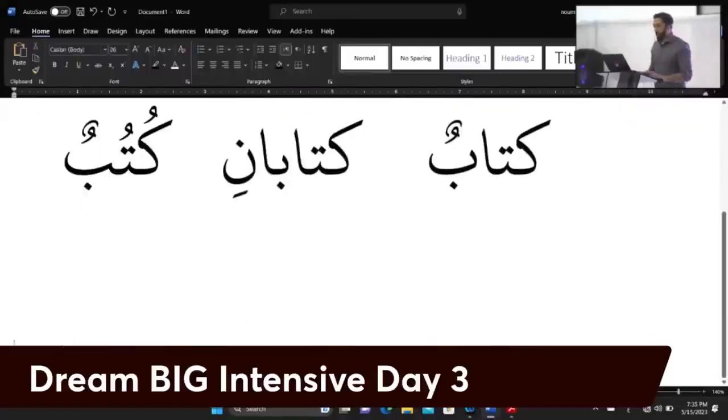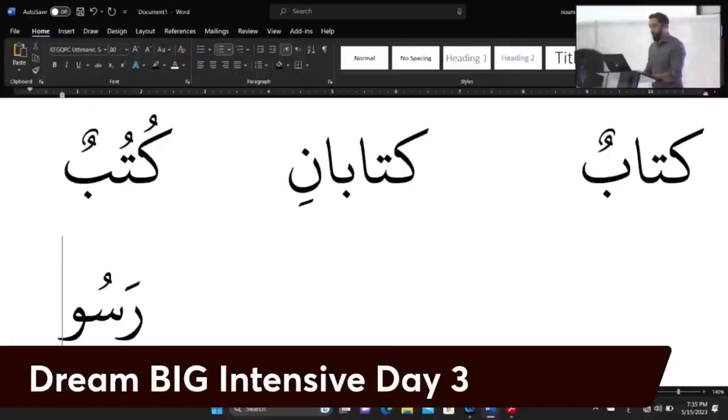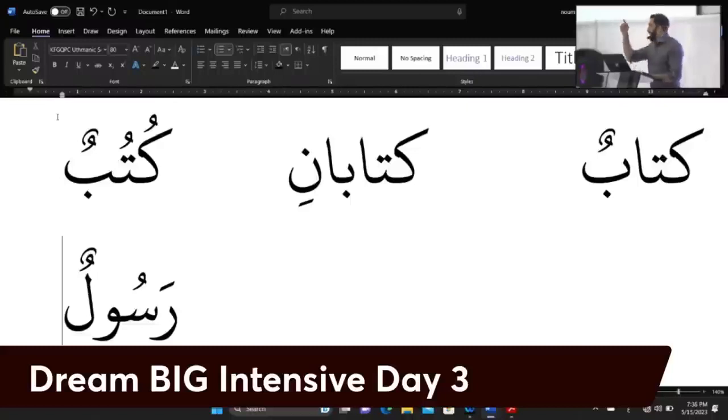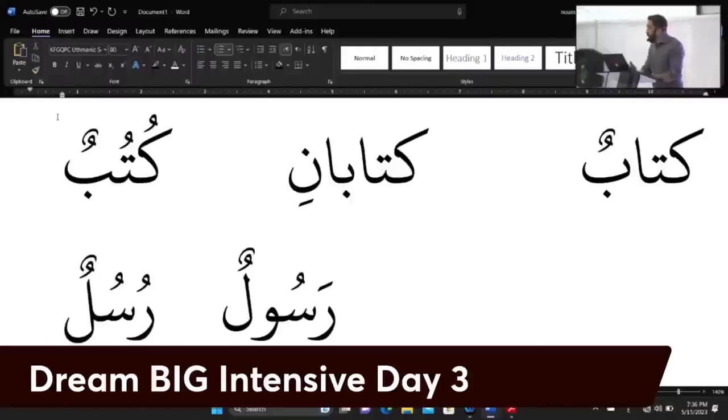So let's take another example. What if I had Rasulun? That's one. So what's the rafa' nasab jar of one messenger? Rasulun, Rasulan, Rasulin. How do you say two messengers? Rasulani, Rasulaini, Rasulaini. There's no variation in the pairs. Pairs are pairs, they always work. When you get to the plural, what do you get? Rusulun, rafa', Rusulan, and Rusulin. Again, how are we going to solve this problem? Only by learning vocabulary.